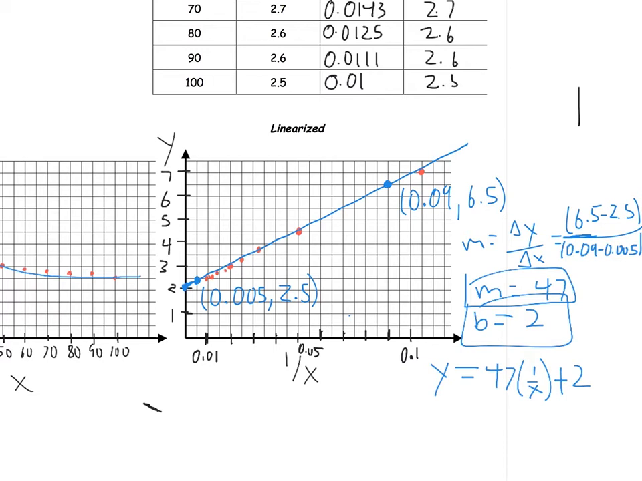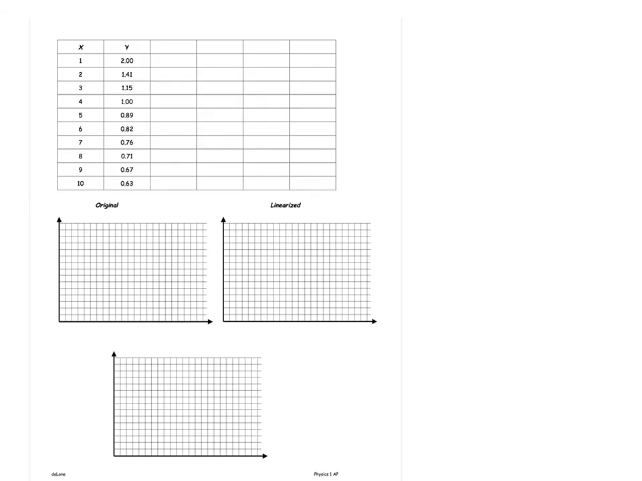And obviously you're not going to get the exact numbers. The exact answer I had here was 50 for my slope and 2 for my y-intercept, but it's difficult to get that exactly when you're actually plotting these points. All right, moving on to our next linearization one.